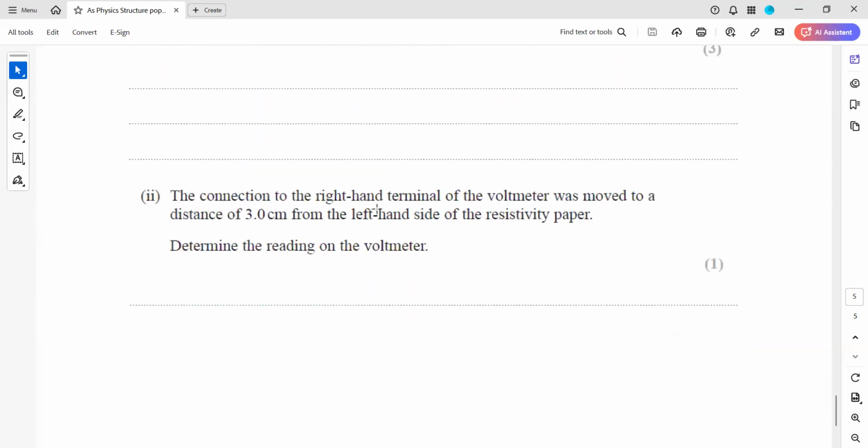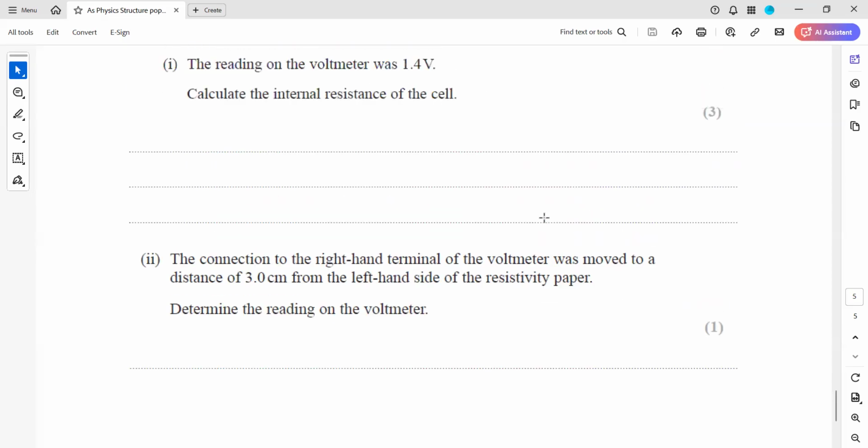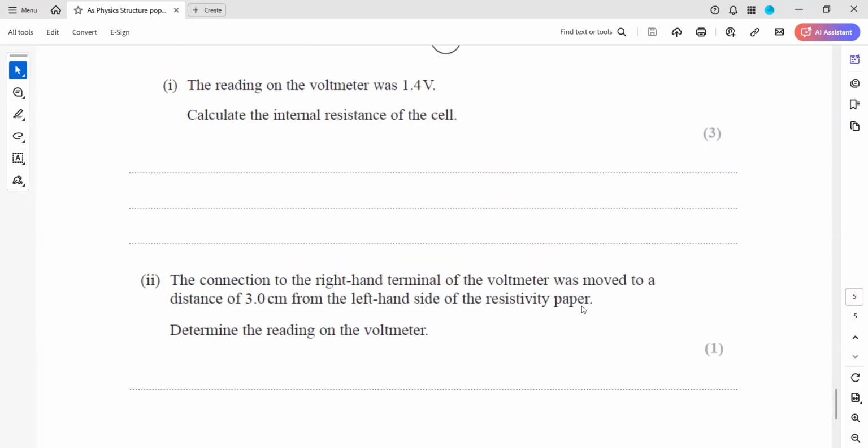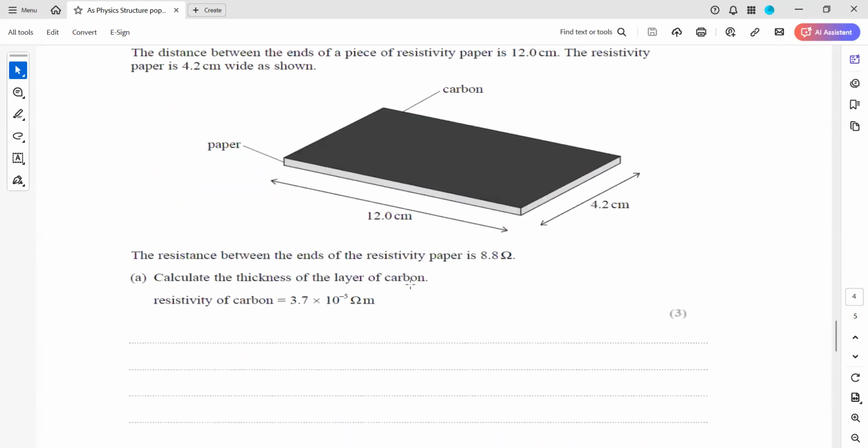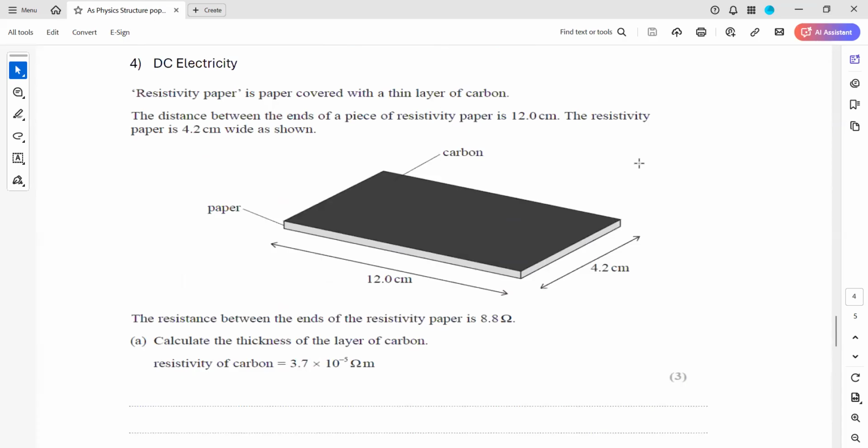The connection to the right-hand terminal of a voltmeter was moved to a distance of 3 centimeter to the left side of a resistivity paper. Determine the reading on the voltmeter. So what will happen if we change the connection? The length of the resistivity paper was 12 centimeter. What we did now, we connect a voltmeter here, 3 centimeter. That is what we did.